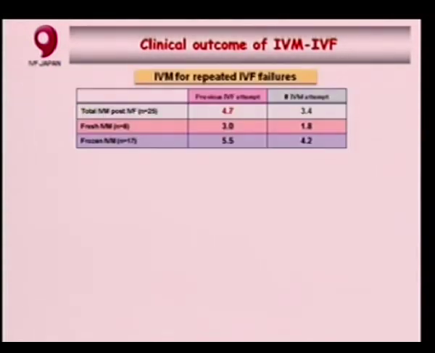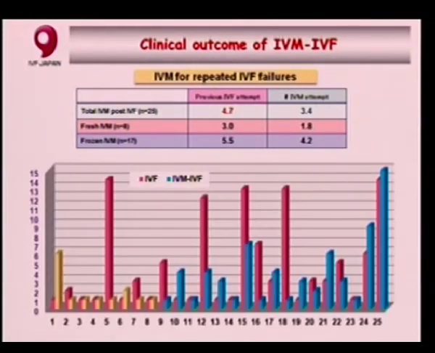And then IVM for repeated IVF failures. We have done IVM for repeated IVF failure. At that time, patients with a previous 4.7 IVF failures on average got pregnant by IVM, after an average of 3.4 IVM attempts. This includes fresh cycles and also frozen cycles.